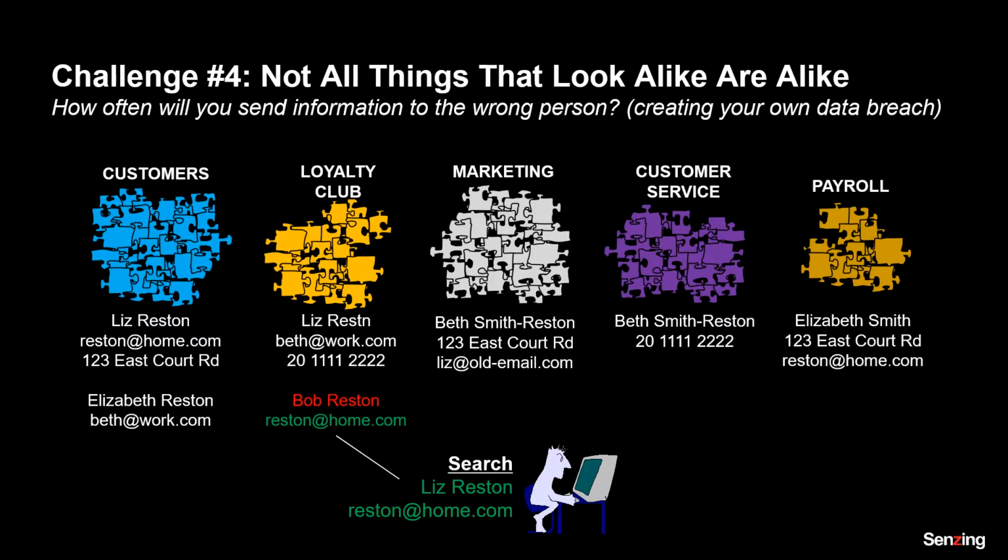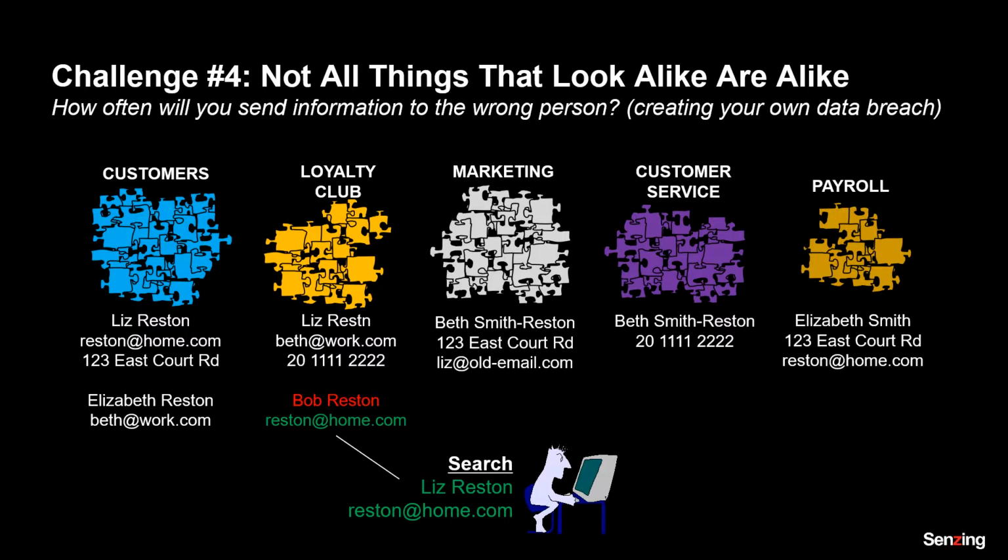What if the loyalty club database had this record with the same email address but completely different names? This could be a married couple sharing an email address. Maybe they're estranged. In either case, it is essential that Bob's loyalty club information not be sent to Liz. Otherwise, in effect, you have just been the source of your own data breach.